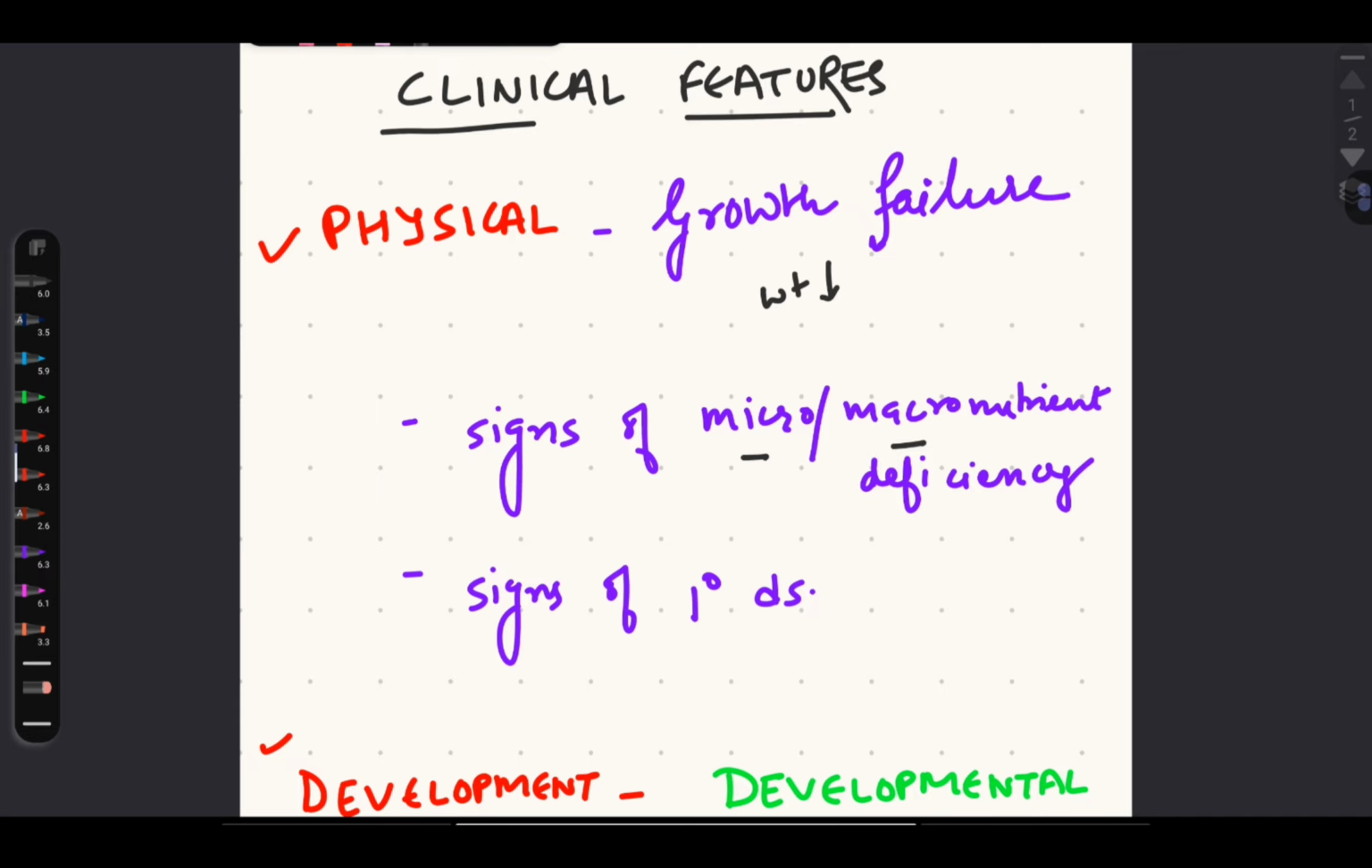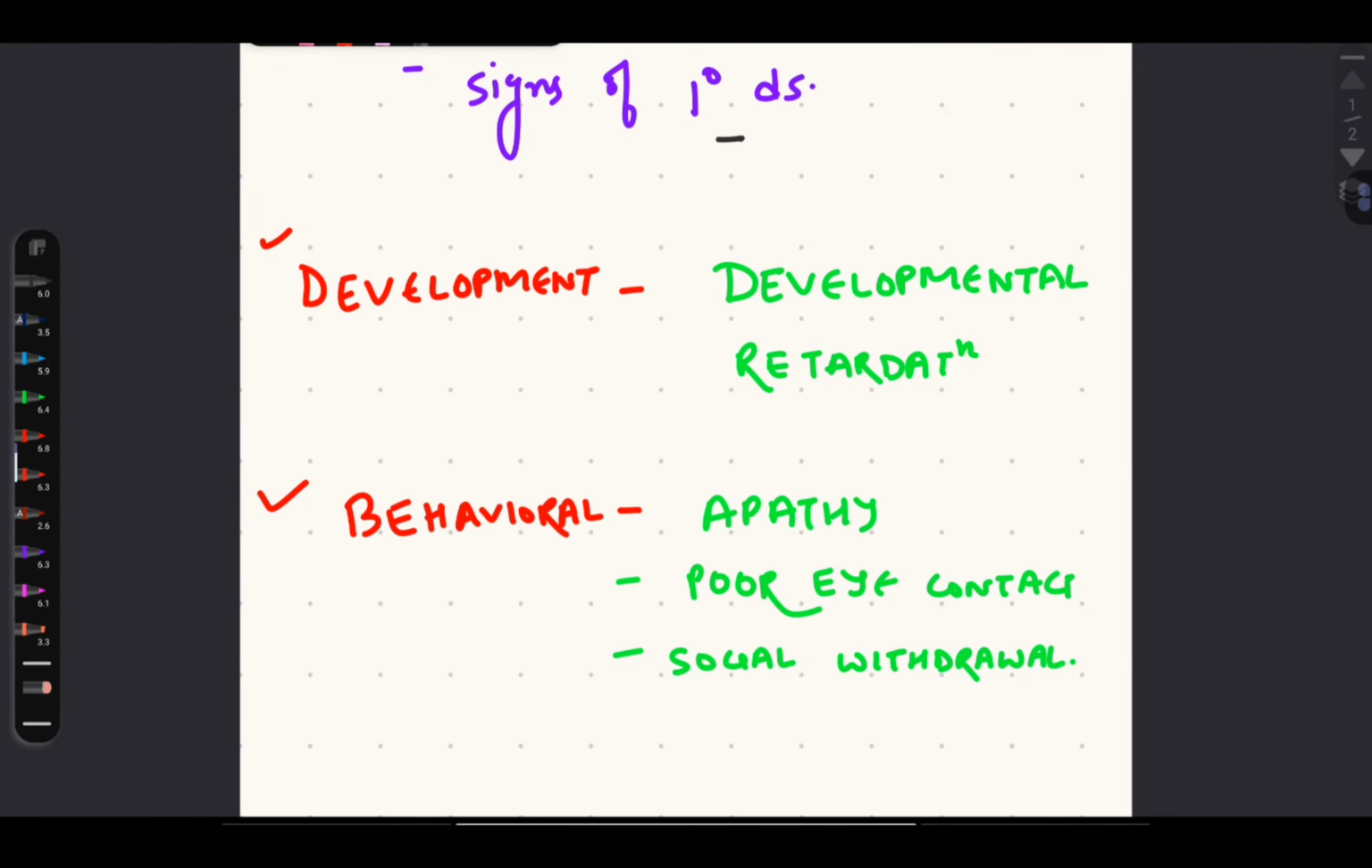In cases of macronutrient deficiencies, there can be loss of buccal pad of fat. Then there can be presence of multiple skin folds in the buttock. Then there can be dry flagged hair, and there can also be flaky paint dermatosis, etc. Then signs of the primary disease may also be there, like in case of a chronic liver disease, there may be hepatomegaly or icterus. In case of cyanotic heart disease, cyanosis may be present, a murmur may be present, etc.